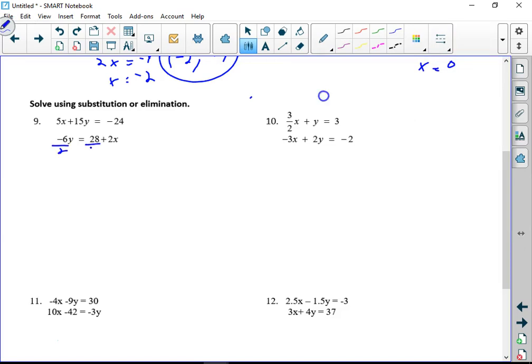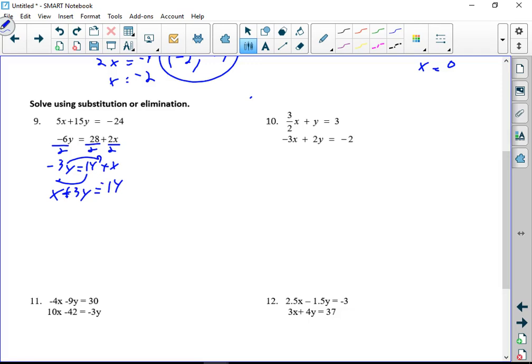divide everything by 2, which would then give you -3y equals 14 plus x. Then you just move your 14 over. X equals, well, let's see, I want to move my 14 over, I want to switch that. So x plus 3y equals 14, -14.